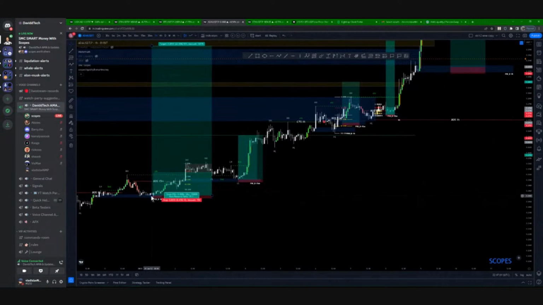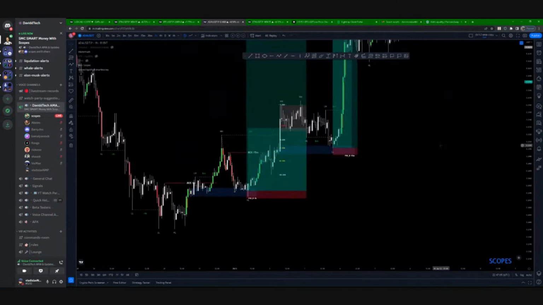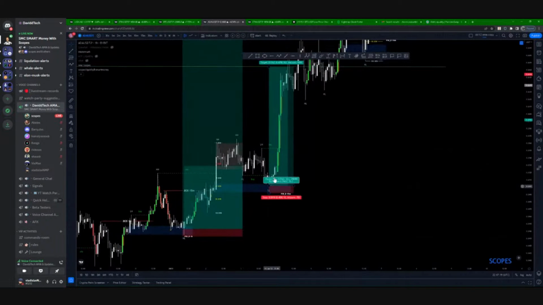Like this one here. Obviously, it touched the hourly. I marked out the breaker structure. When it broke that, I waited for a pullback to start, marked out the 15 minute 61.8 and 80%, set a limit order, and then obviously, don't matter what day that is. If it's a Saturday and it hits you, it's still going to enter you. So for me, it don't matter what day it is.